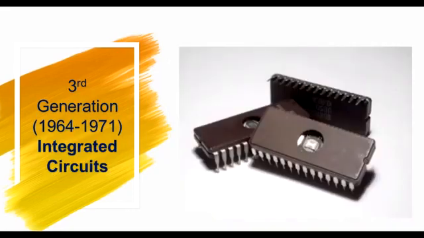Third generation. It started in the year 1964 and lasted till 1971, and transistors were replaced by integrated circuits. Transistors were made smaller in size and placed on silicon chips. It increased the speed and efficiency of the computer. It can solve many problems at a time.